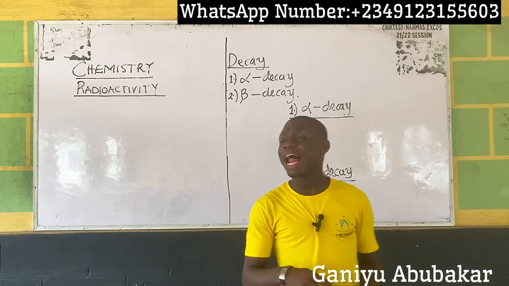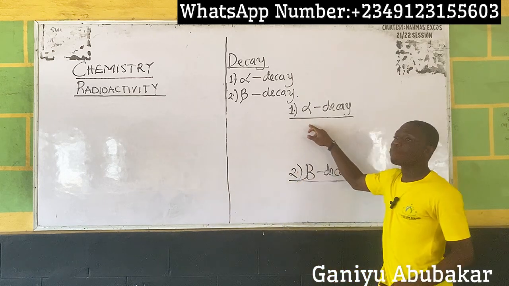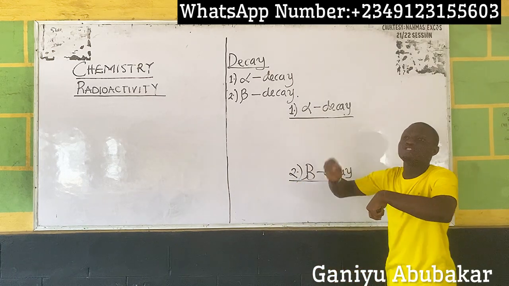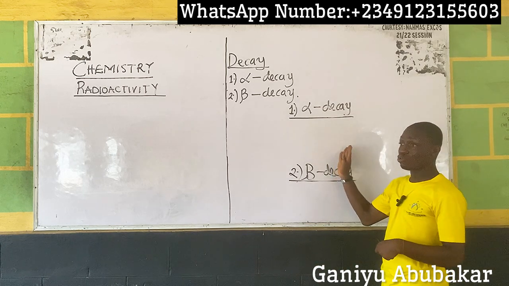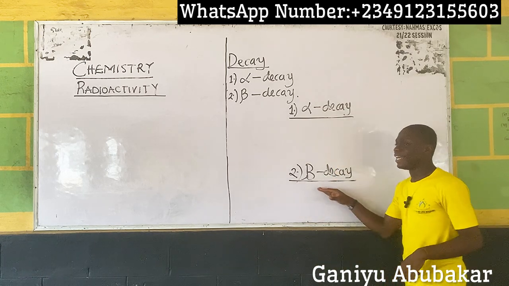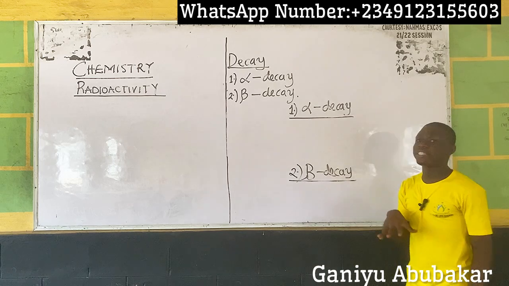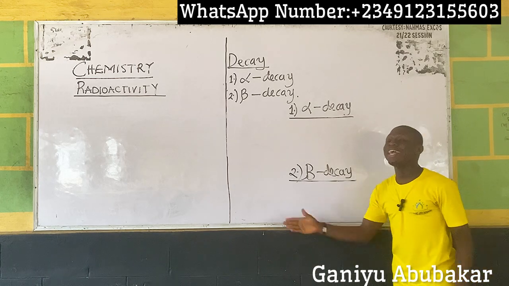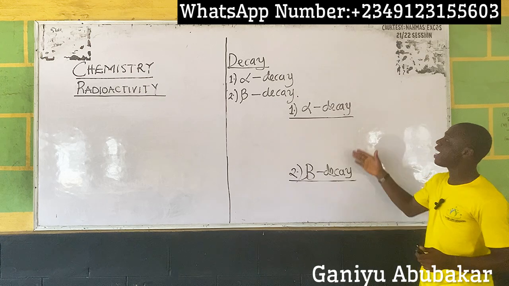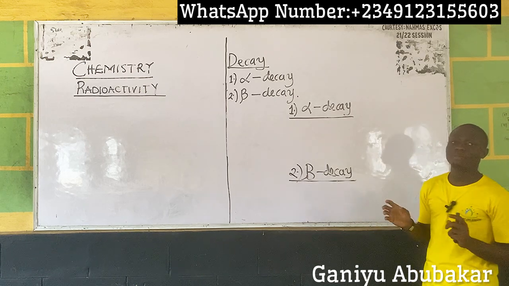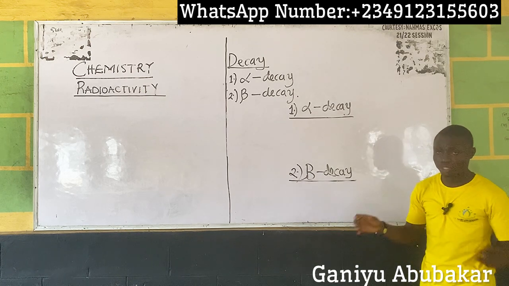So I'm saying that for alpha decay, the atomic mass is reduced by 4, while the atomic number is reduced by 2. For beta decay, the atomic mass remains the same, while the atomic number is increased by 1. Let's explain alpha and beta decay using some equations.